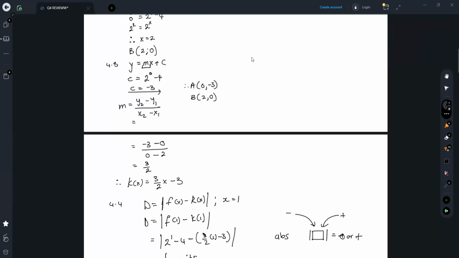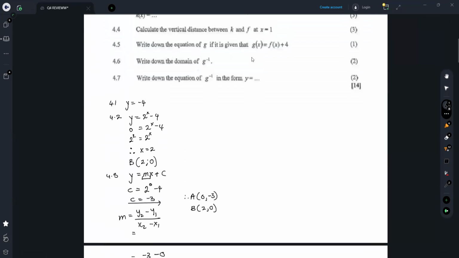Let us go on. So what do we have for 4.6? Well, for 4.6, they say write down the domain of G inverse. Rather, I should read it like that because we have that power -1 right there, even though we don't say power -1. We read this as the inverse of G of x, right? And we know that we obtain the inverse by reflecting G of x upon the line y is equal to x. Okay, so now here they're saying that we must give the domain.